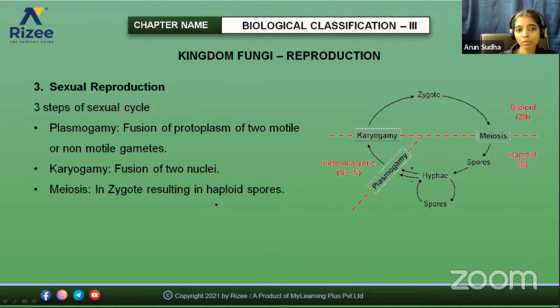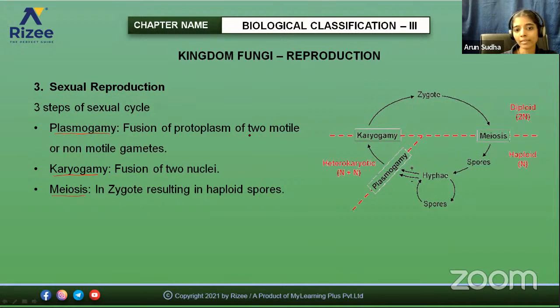So, the 3 steps of the sexual cycle. There are 3 main steps involved in sexual reproduction. The first one is plasmogamy, the second one is karyogamy, and the third one is meiosis. So what are these steps? Plasmogamy means fusion of the protoplasm of 2 motile or non-motile gametes.